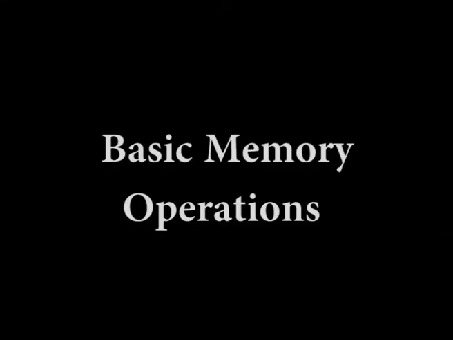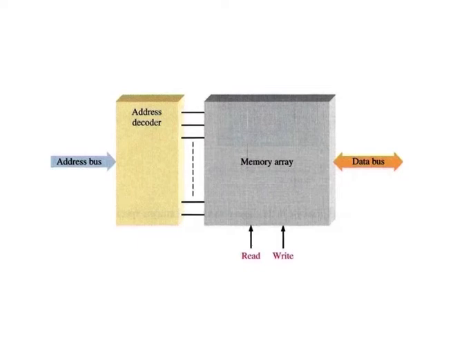Basic memory operations. As indicated in the figure, the data bus is bidirectional, which means that the data can go in either direction, that is, into the memory or out of the memory. In the case of byte organized memories, the data bus has at least 8 lines, so that all 8 bits in a selected address are transferred in parallel.